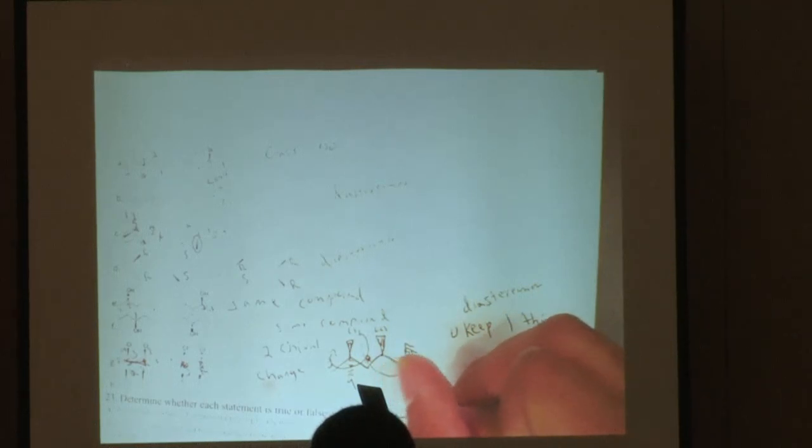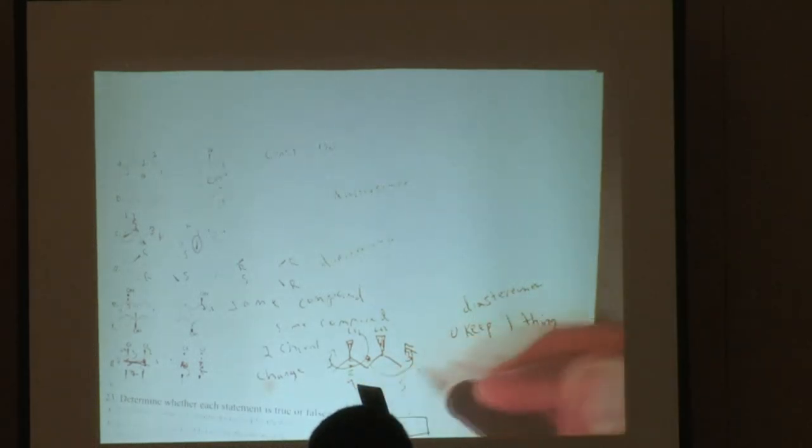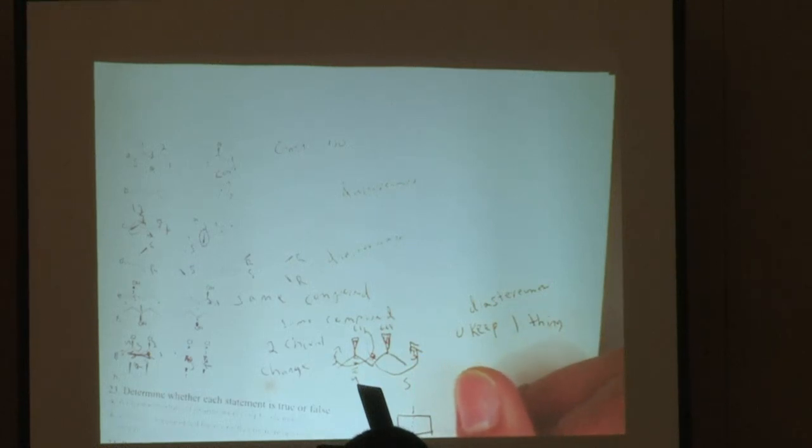If you ever have a plane of symmetry, that's a meso compound. This can't have a non-superimposable mirror image. They can't have an enantiomer. Meso compounds don't have enantiomers. That's just a rule. I want to find one that actually works well to explain this, but it doesn't really.